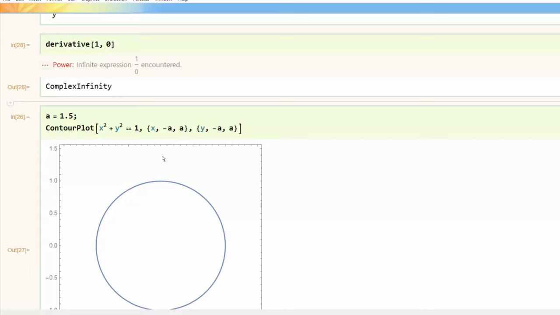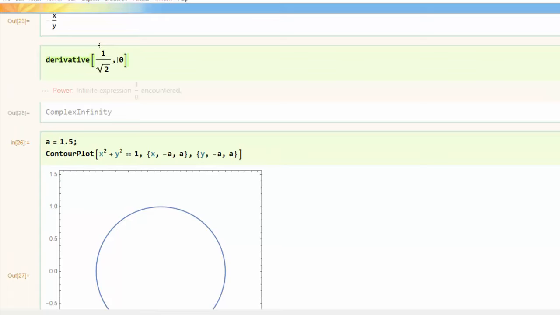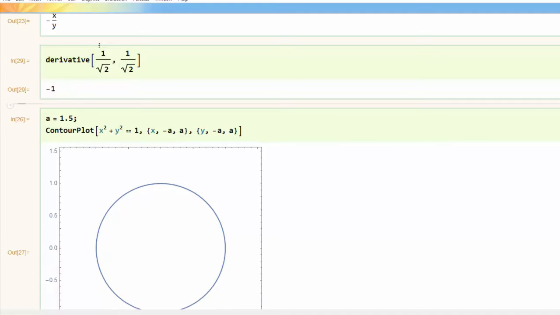Let's try one more value. If I went maybe 45 degrees around my circle to about here, well, that point would be the point 1 over root 2 and 1 over root 2. So I'm going to put those values in here as well. Oops, root 2, there we go. And I have a value of negative 1. And sure enough, if I went to this spot, I can see the slope is definitely going downhill, definitely negative, so negative 1 seems to make sense.